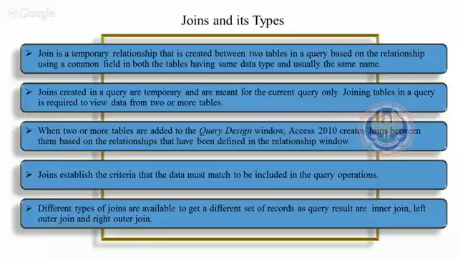But when we say this must match, we need to throw light on the three types of joins. Different types of joins are available with a different set of records as the query results: the inner join, left outer join, and right outer join. So once you use the query design and you have taken multiple tables, kindly right click and show them the join properties, open up and show them the three joins that are available.